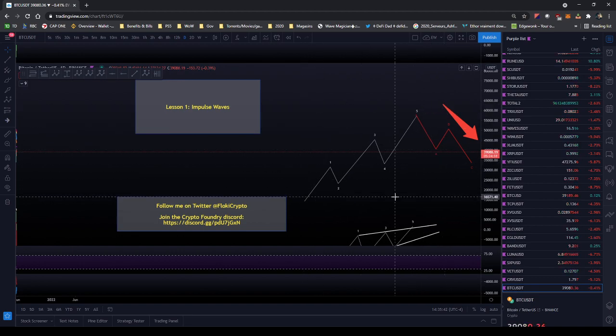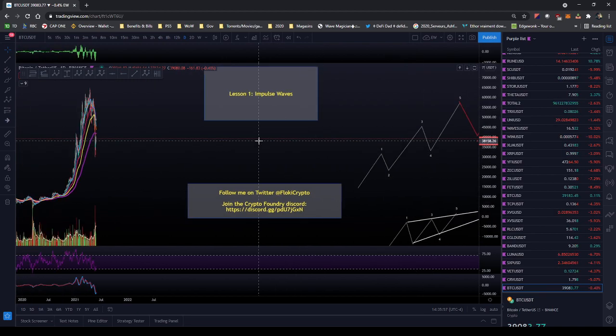And these waves repeat themselves through most of the time frames. So how about we take a look at Bitcoin on the daily chart to see if we can identify 5 waves of impulse.